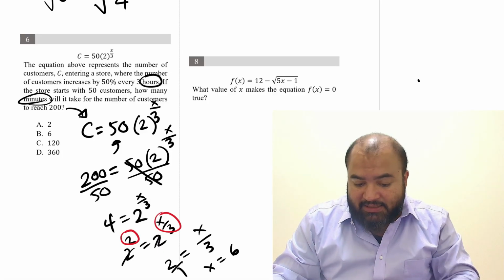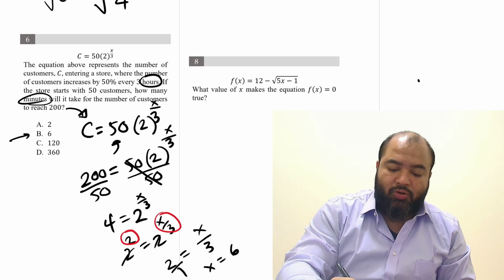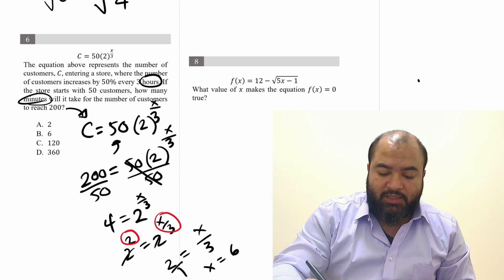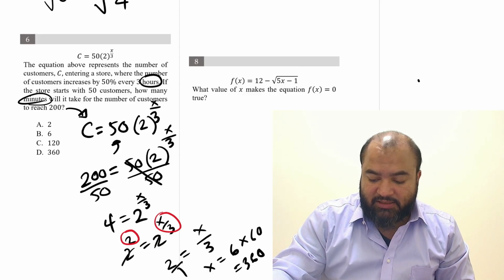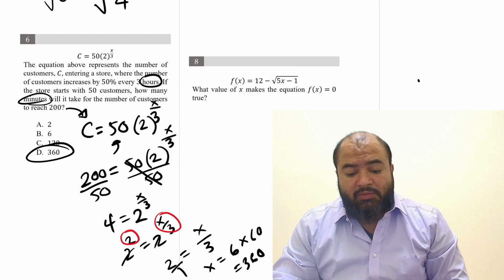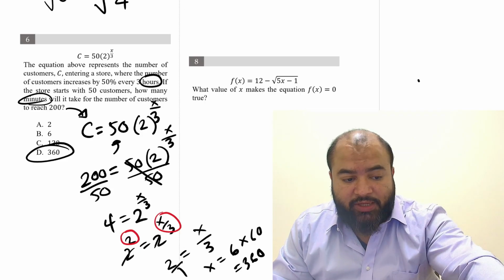Now that's x. Is the answer going to be 6? No, because it's 6 hours. But they want it in terms of minutes. So I'm going to times it by 60. That's 360 minutes. So answer is actually D. Be extremely careful about this. This is a very strong trick.